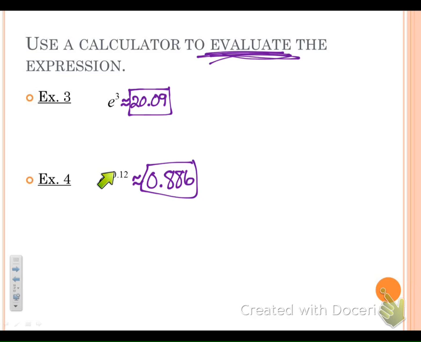So if we take e to the negative 0.12 power, we should get 0.886. I don't care where you cut it off. If the directions are not specific, I don't care where you cut it off, but just make sure wherever you do that, you round correctly.